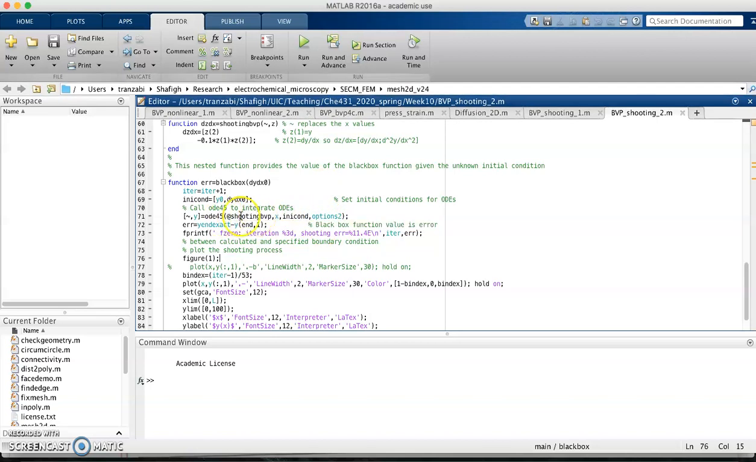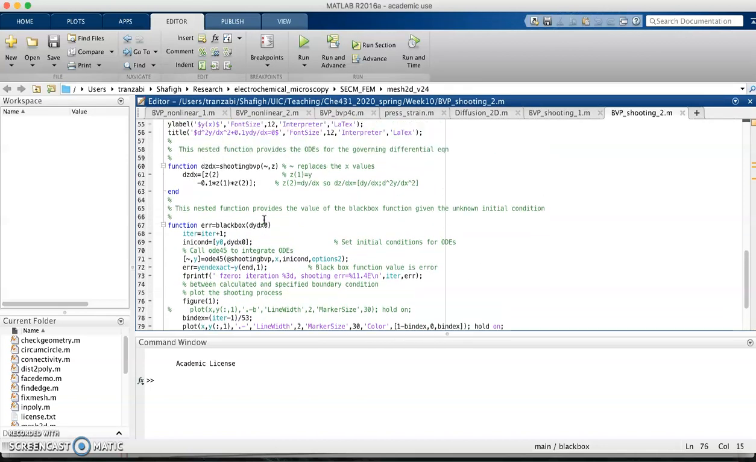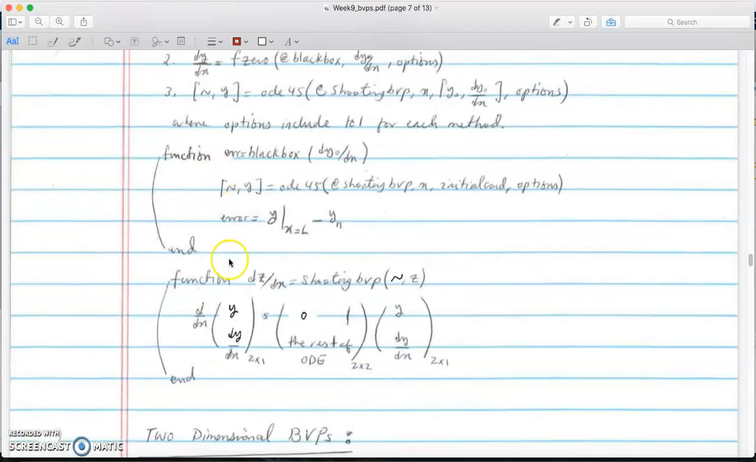Now in this ODE45 I'm calling the function shooting boundary value problem, and this shooting boundary value problem is the matrix form of the differential equation. It has two elements. The first element is just y, and then the second element is dy dx. So if we convert the differential equation to a matrix form, then if you go back here, dy dx is nothing but just, if you multiply this by that, you get dy dx equal to dy dx.